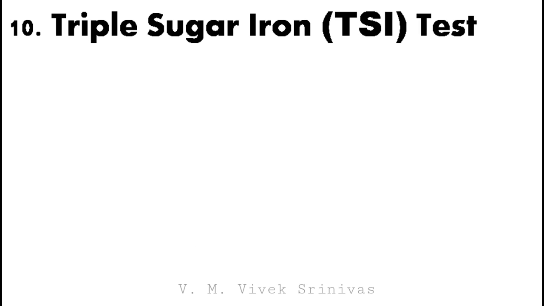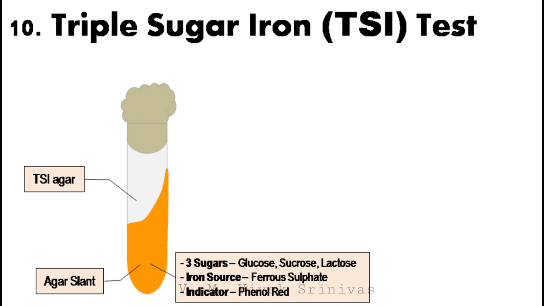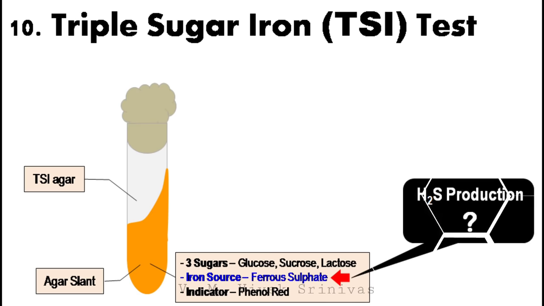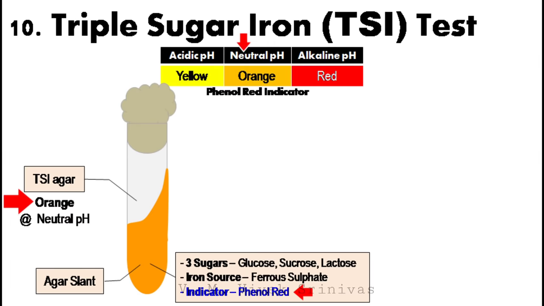Next, the triple sugar iron test, also referred to as the TSI test. The procedure: this test is performed in a test tube with an agar slant prepared with TSI agar containing the three sugars, glucose, sucrose, and lactose, to check the bacteria for sugar fermentation of these three sugars. It also contains ferrous sulfate salt to check the bacteria for hydrogen sulfide production, and contains the indicator phenol red. This phenol red indicator, at neutral pH, appears orange.